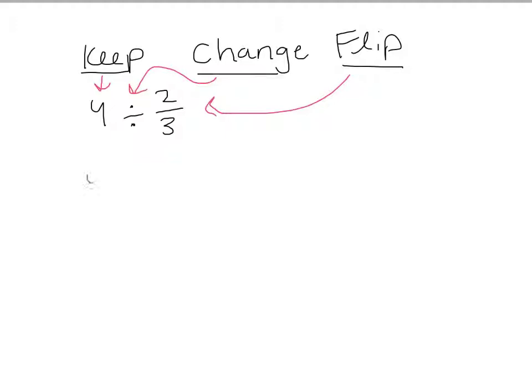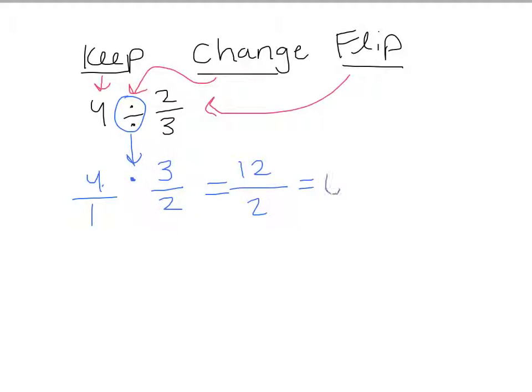So keeping the first one, we have 4. Change, we're going to change this to a multiplication sign, and you're going to flip your fraction. So 3 halves. Again, we can make this 4 over 1. Multiply across, 4 times 3 is 12, and then 1 times 2 is 2. 12 divided by 2 gives you 6. This is the same thing as multiplying by the multiplicative inverse. So we change that sign, and then we take the multiplicative inverse of 2/3 and multiply by 3 halves. And that's our flip.